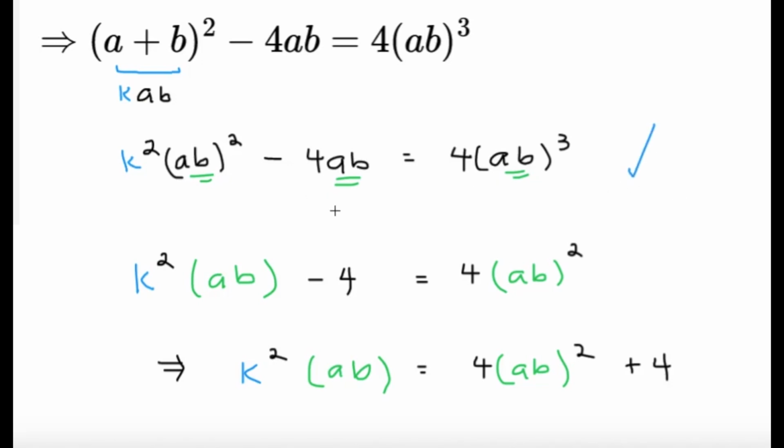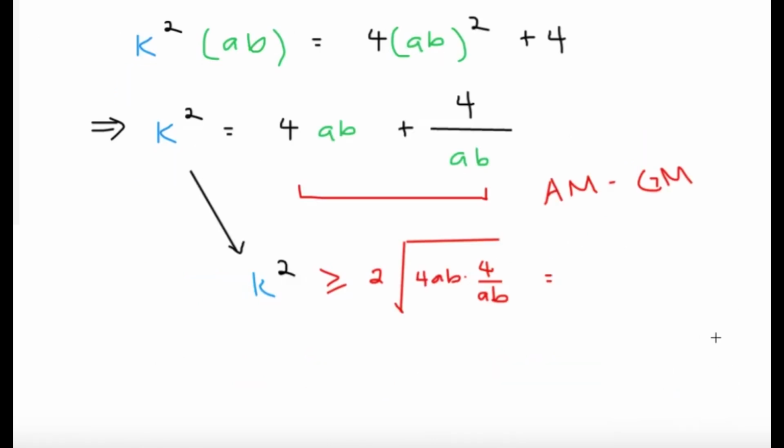Now, a and b are positive reals, so ab is obviously positive. So we can divide both sides by ab, no problem. So k squared times ab minus 4 equals 4 times the square of ab. Now I'll try to solve for k, so I'll be able to get an expression for k in terms of ab. Moving the negative 4 to the other side, I'll get a positive 4 over here. And dividing both sides by ab, I'll end up with this expression. So k squared equals 4ab plus 4 over ab.